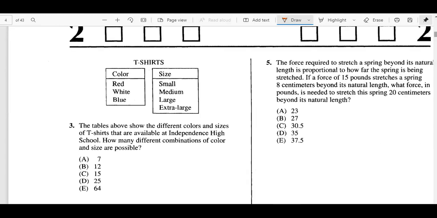Okay, now we have the third question, which says the tables above show the different colors and sizes of t-shirts that are available at Independence High School. How many different combinations of color and size are possible? All right, so I want you guys to give it a try. How do we do such questions?